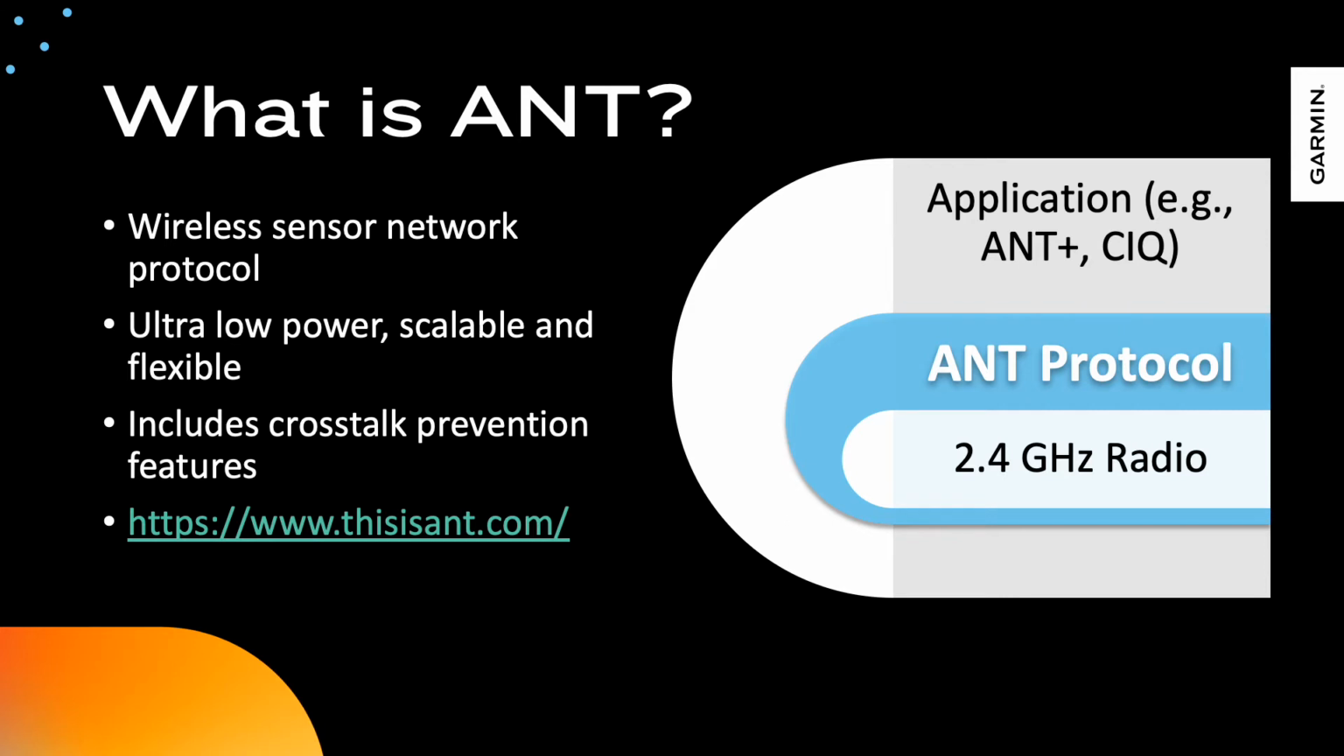Ant is also compact and highly optimized, designed for systems that are resource constrained, which is often the case in the embedded world. Low-level security features, as well as crosstalk immunity mechanisms, are built in. Finally, Ant is flexible and scalable. It supports many different network topologies, including peer-to-peer, broadcast, star, and mesh. Connections can be transient or maintained for long periods of time. You can find more information at thisisant.com.